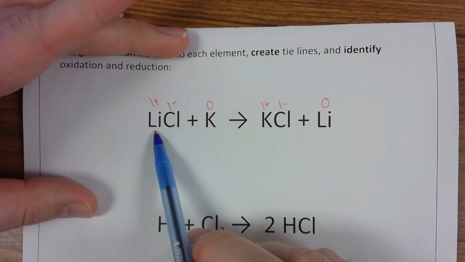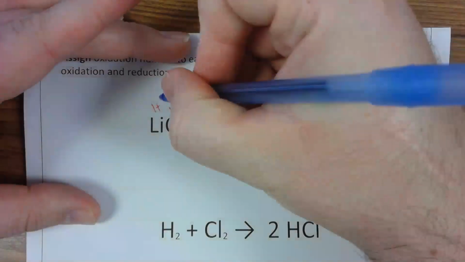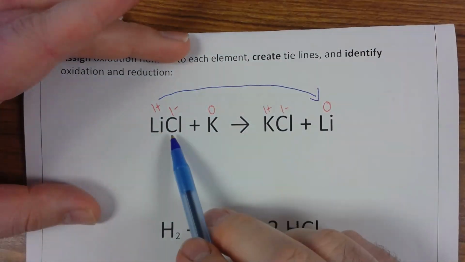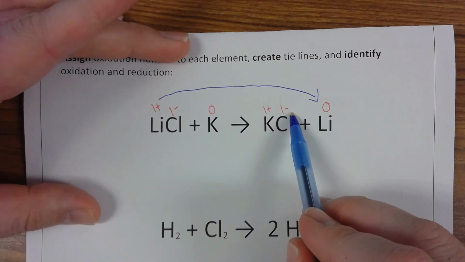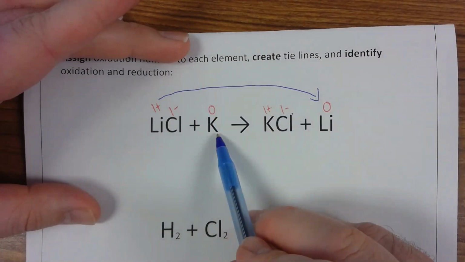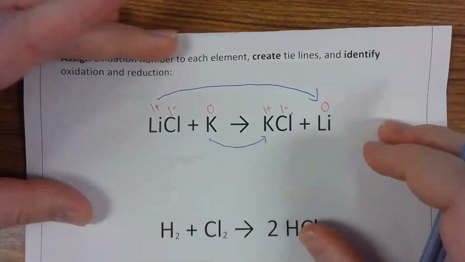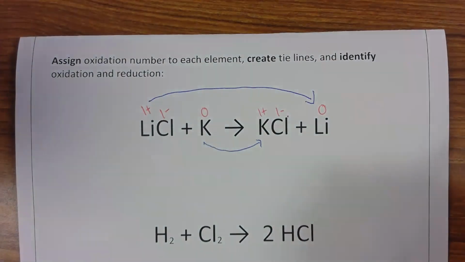So if we notice, lithium is going from 1 plus to 0, so I'm going to do a tie line connecting those two. And then chlorine is not changing, so I'm going to ignore chlorine. Potassium, however, is changing, so I'm going to connect those. Now I need to figure out in what way are these things changing.